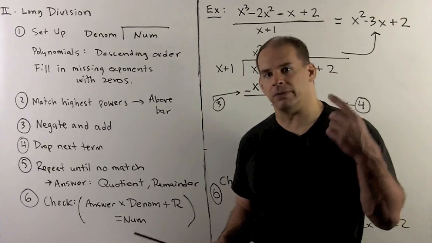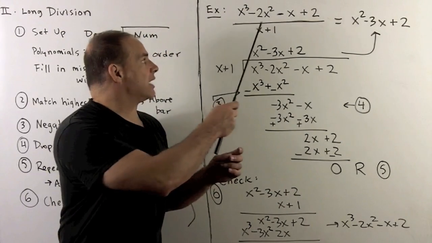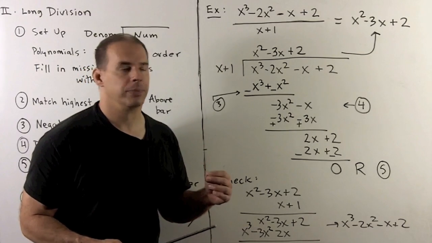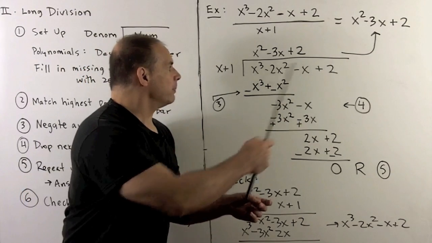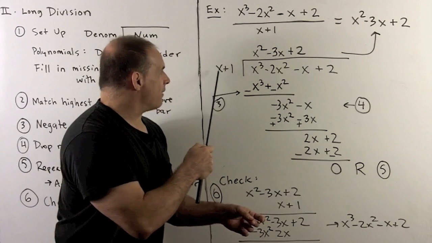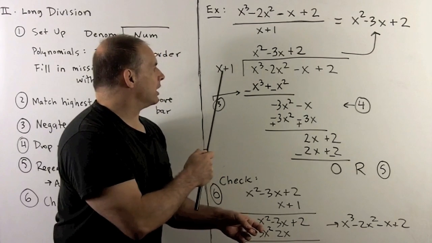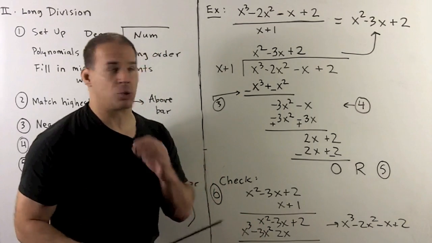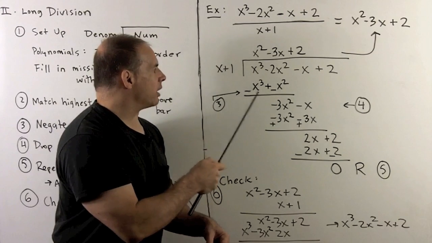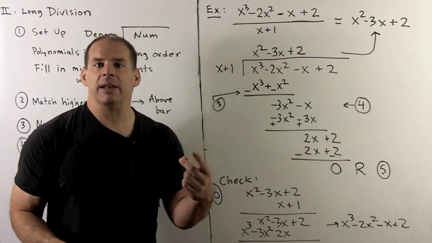Now, we'll do a few of these. So first example, I take x cubed minus 2x minus x plus 2, divide by x plus 1. We set up our long division. Here we have numerator, here I have denominator. I have highest power x, here I have highest power x cubed. So to get from here to here, I multiply by an x squared. Now, if I multiply through here by x squared, I'm going to get x cubed plus x squared. We negate, and then we add.